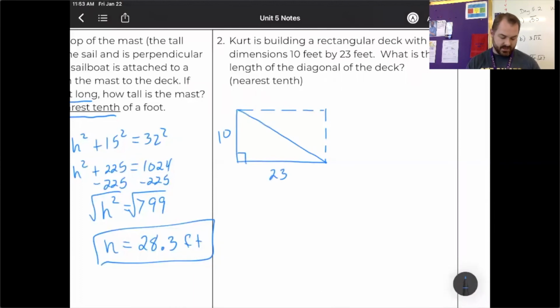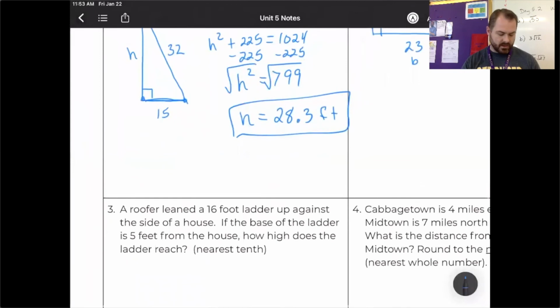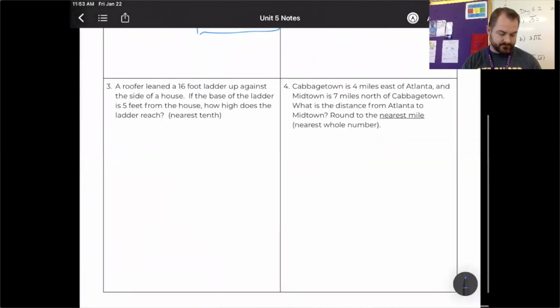So we're given a side A, that's a leg. B, that's a leg. We're looking for the diagonal. That's our hypotenuse. So 10 squared plus 23 squared equals C squared. Okay, and you can work through that and find what C is. Like I said, at the end of the video, I'll let you check those answers. But for the sake of time, we want to move right along. I want us to look at the next one.